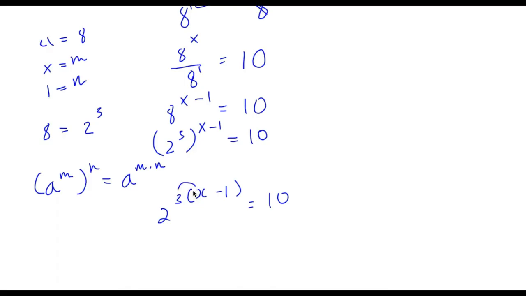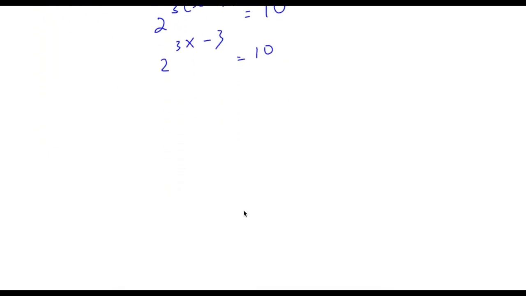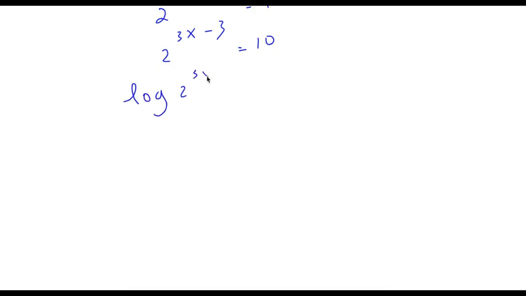Now we have to simplify this, so we're going to distribute the 3. So this would be 2 to the power of 3 times x is 3x, minus 3 times 1 is 3. Now this is equal to 10. So now we have 2 to the power of 3x minus 3 is equal to 10, and now I'm going to take the log on both sides. So now I have log of 2 to the power of 3x minus 3 is equal to log 10.